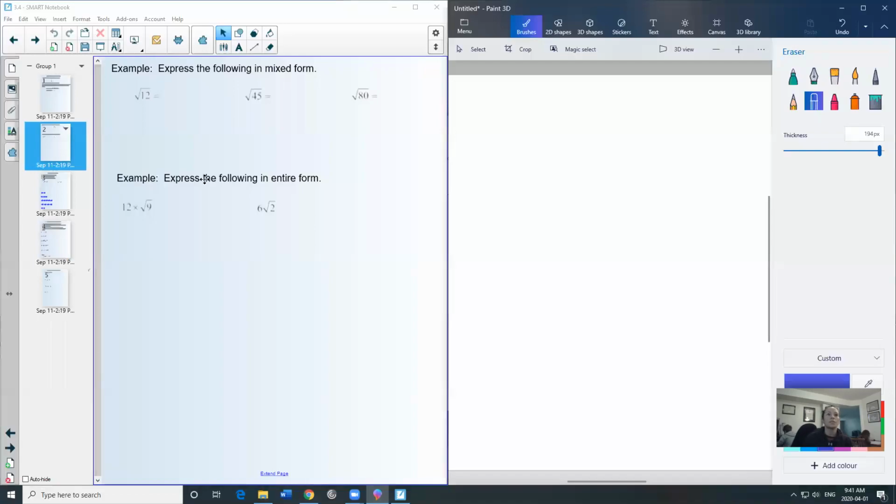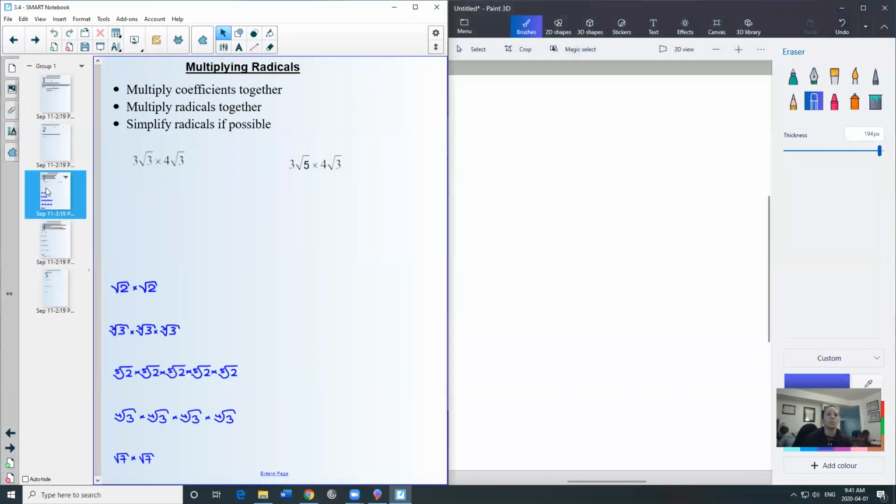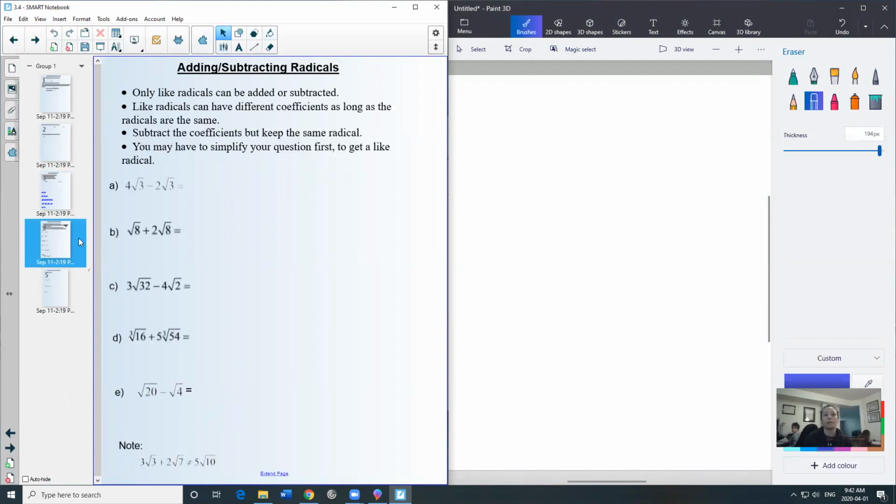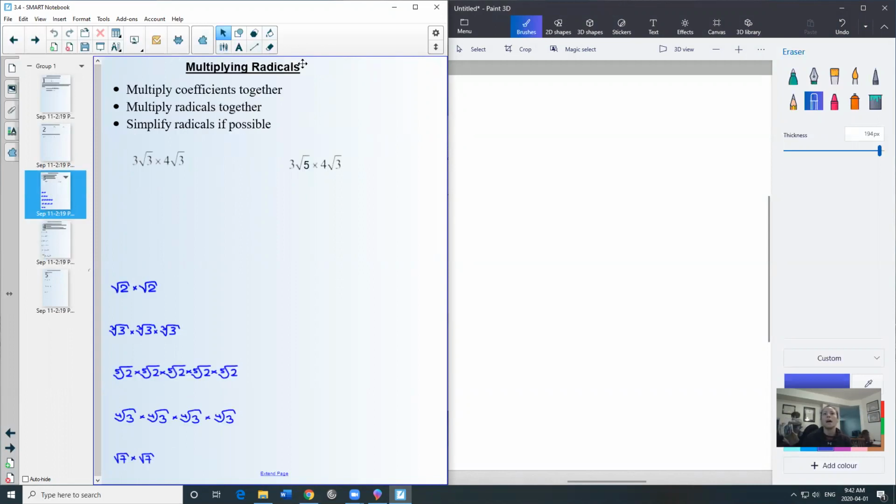Okay, let's continue with our simplifying. We're going to do just a few examples down here. We can multiply radicals and we can add and subtract radicals. Adding and subtracting radicals is very similar to collecting like terms when you're adding and subtracting polynomials or just terms. Multiplying radicals is not too challenging once you get the hang of it.